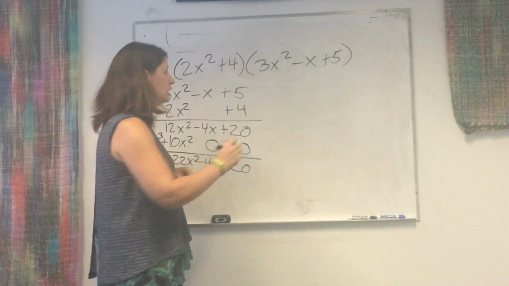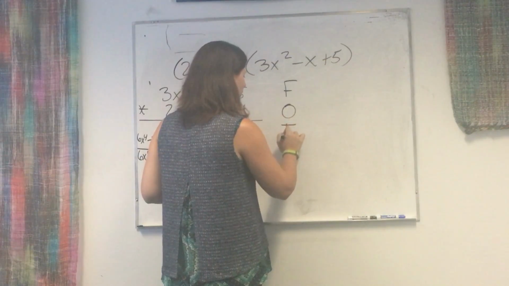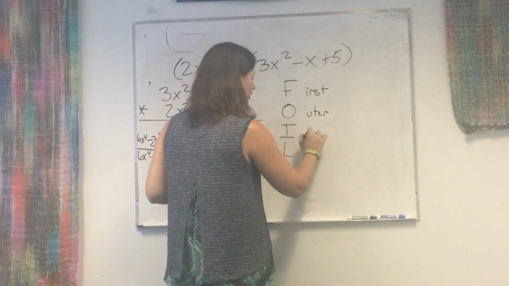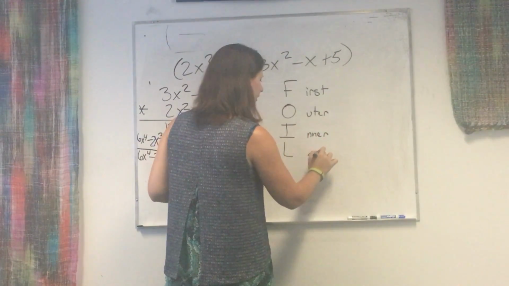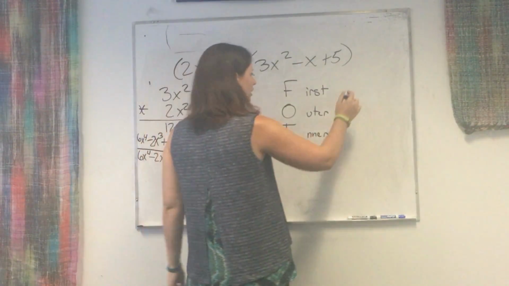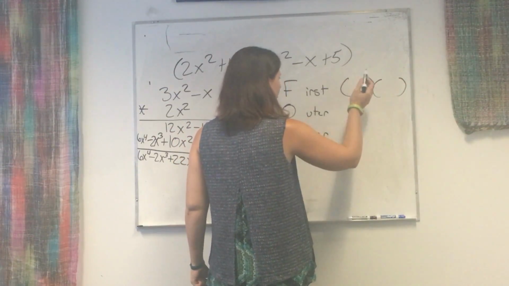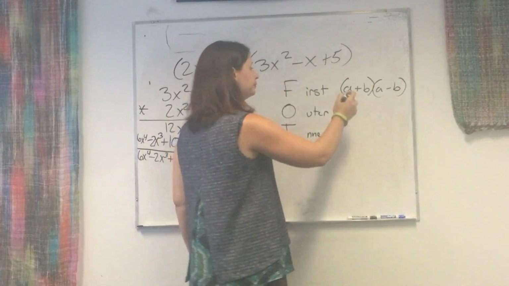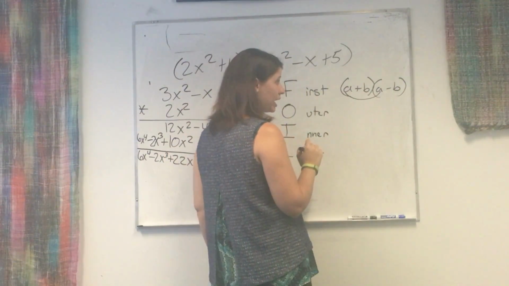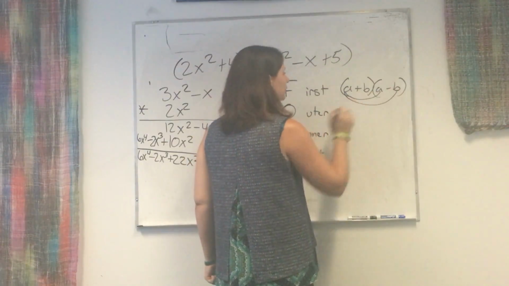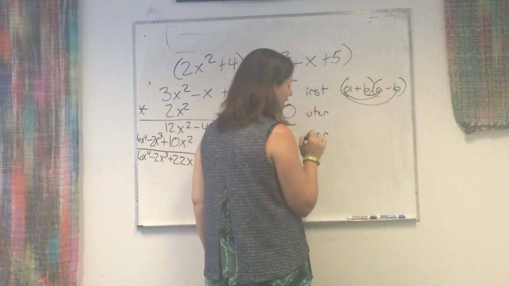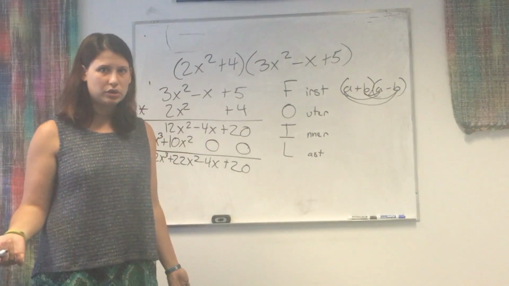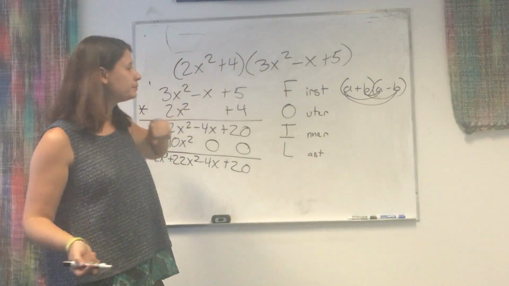If they were both just binomials, 2 terms, then I would distribute or use what we call the FOIL method, right? So FOIL is first, outer, inner, and last. Okay, so if we have 2 terms like this, let's just say a plus b and a minus b, sorry. First would be the a's times a's. Outer would be a times b. Inner would be b times a. And last would be b times b.